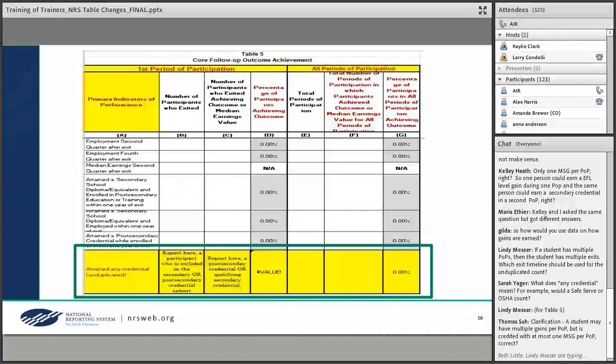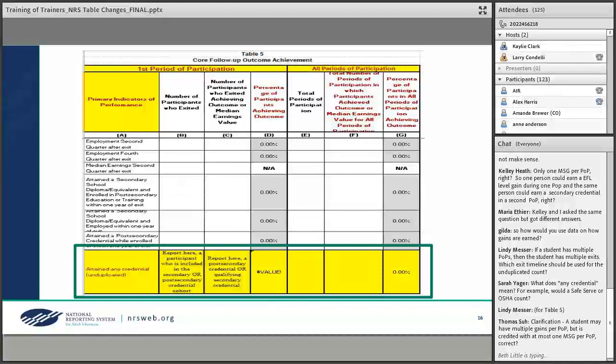Okay. Sarah then asked, what does, quote, any credential mean? For example, would a SafeServe or OSHA count? Well, there's a list of recognized post-secondary credentials you should consult. I believe that's in Memorandum 17.2. And Jay or Alan, if there's another place, let me know.